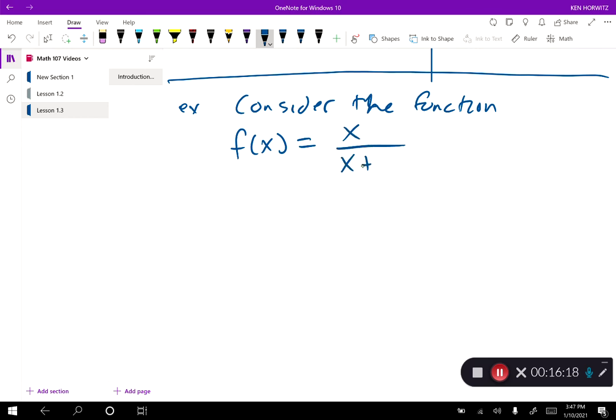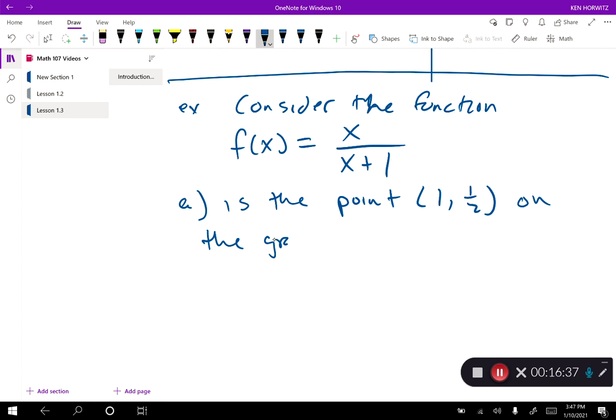X over x plus 1. All right, question A says, is the point (1, 1/2) on the graph of f? Basically what it's saying is, is (1, 1/2) part of that function?